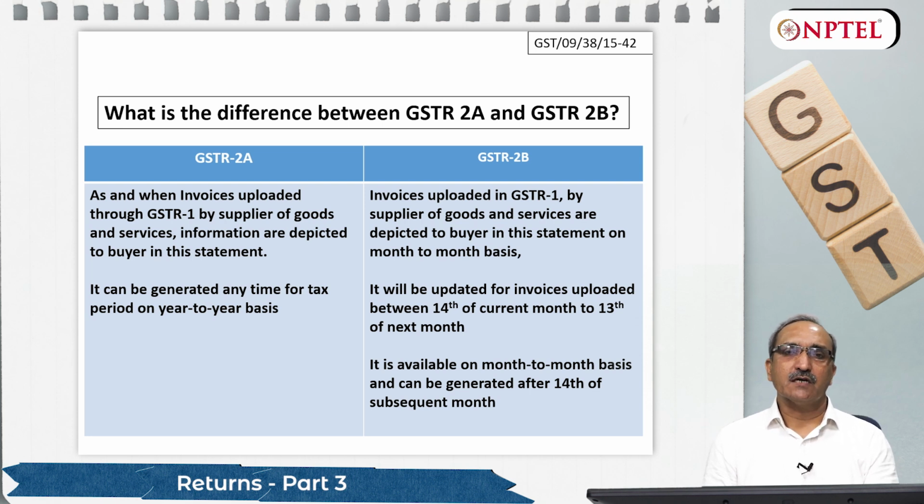So 2B is available to us after the 14th of the next month, and ITC more or less depends on 2B. But if your supplier has missed filing some of your invoices during the current month, and they are not appearing in 2B, then they will appear in 2A when he files his next month's return. So 2A carries all information, all invoices including missed out invoices, whereas 2B will have invoices for that particular month, if filed or uploaded in GSTR 1 by the supplier.